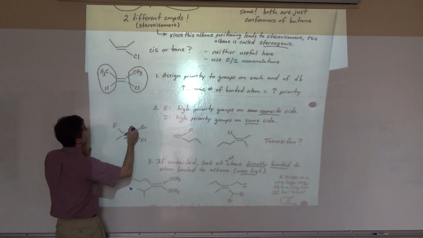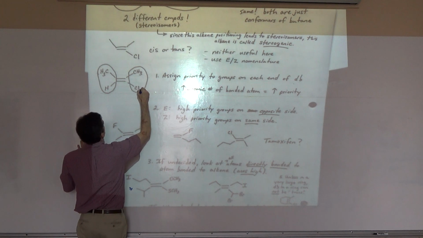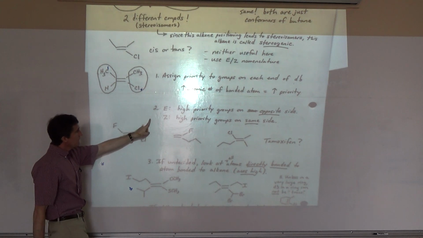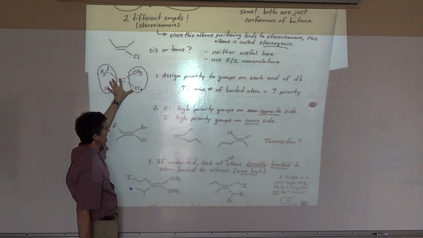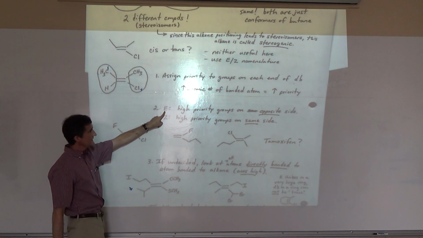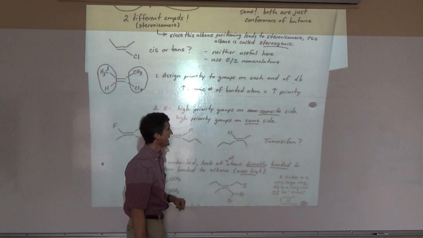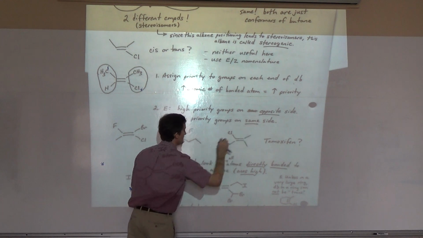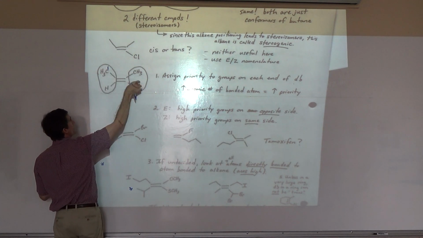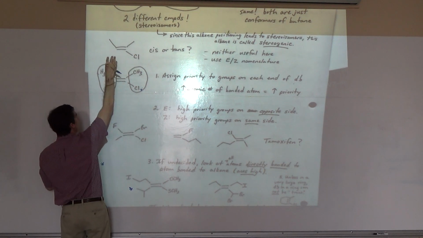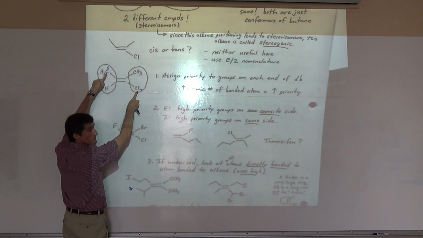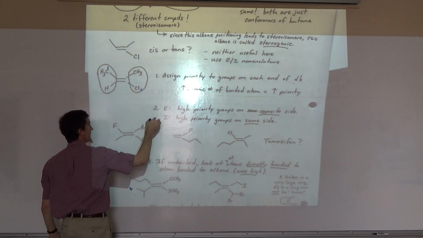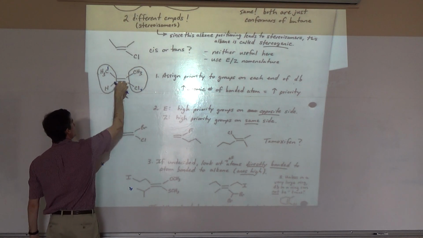So I assign priorities. Chlorine, this end here. Now we want to look at how to eventually get the name here. We call it E when the high priority groups are on opposite sides. We call it Z when the high priority groups are on the same side. In this example, the high priority groups are on opposite sides, this side versus that side. They're like trans. But when the high priority groups are trans, we don't call it trans. Instead, we call it E. So this example is E.